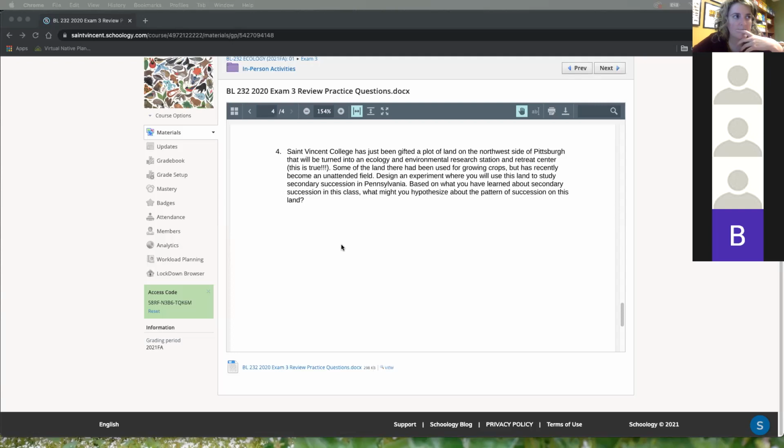So 1 to 10 would be early successional. And then 20 to 30 would be middle successional species. And then 50 into the hundreds would be late successional species. Gotcha. Thank you. Yeah, no problem. That was a good question.